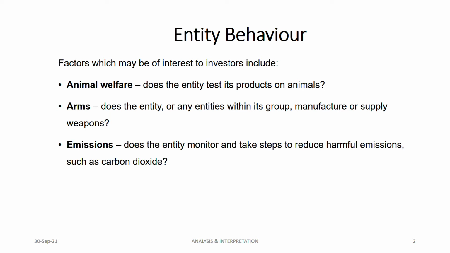Emissions. Does the entity monitor and take steps to reduce harmful emissions such as carbon dioxide? There are so many cases where there has been an oil leakage, like the BP oil explosion and all. Because this can have a huge impact on the reputation of the company, it's very important that you control this in the initial stages. So to control it, you have to take steps to reduce it, and you have to measure it, right?